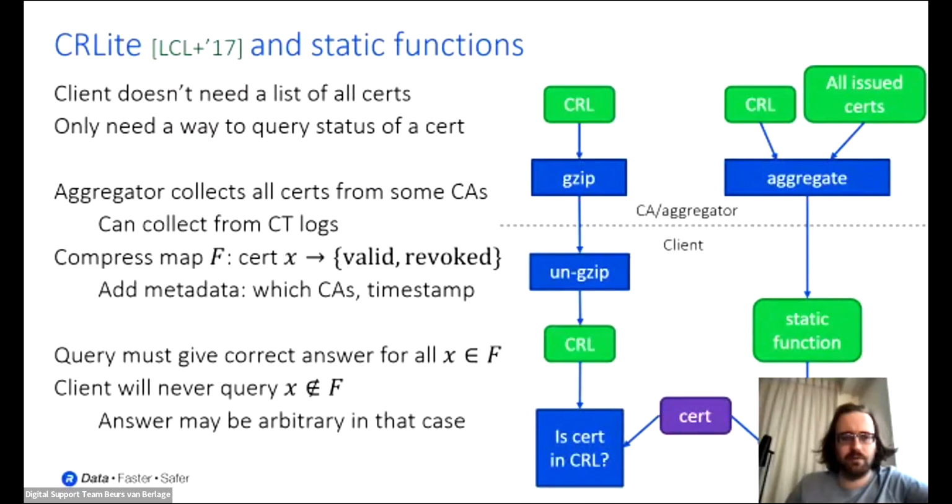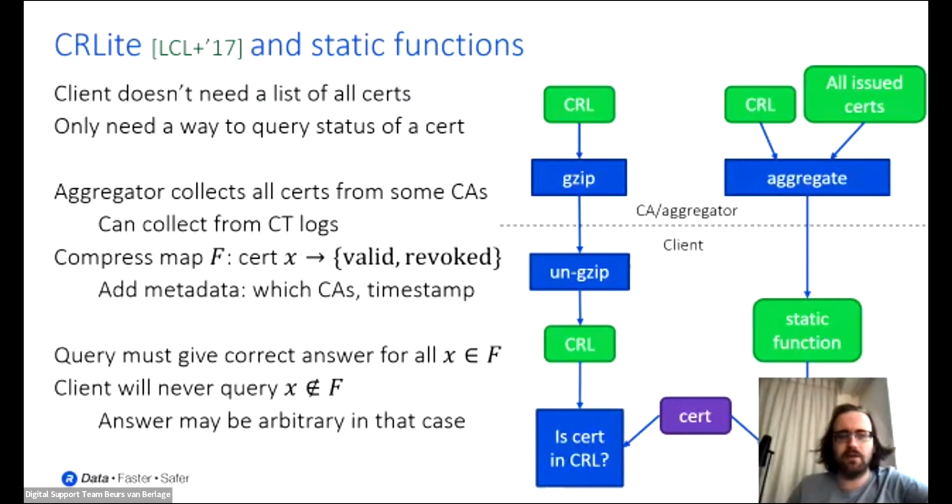An approach for improving this that has been discussed at Real World Crypto before and has now been deployed in Mozilla Firefox in telemetry mode is CR Lite. So the key observation of CR Lite is that with a conventional compression mechanism, the client would get at the end of the day a list of all the revoked certs from some certificate authority. But they don't actually need that.